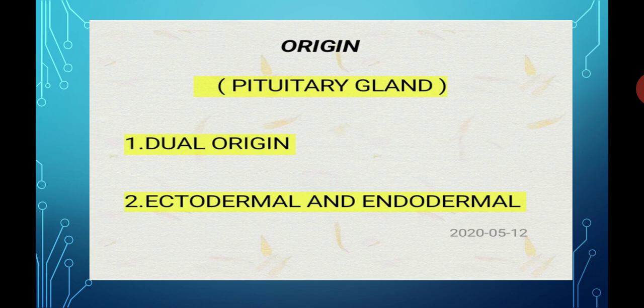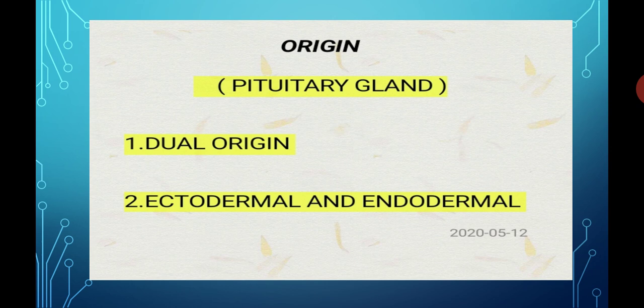So regarding the origin of a pituitary gland, it has a dual origin because it develops from the ectoderm and the endoderm. This is about the origin of a pituitary gland. We will now revise all the external morphology of the pituitary gland once again.